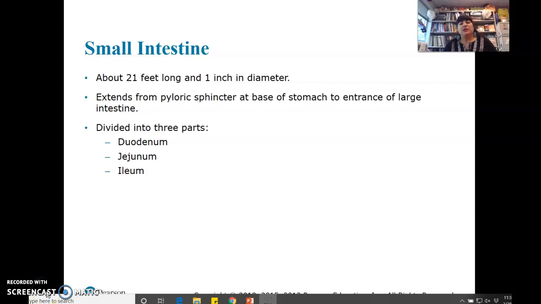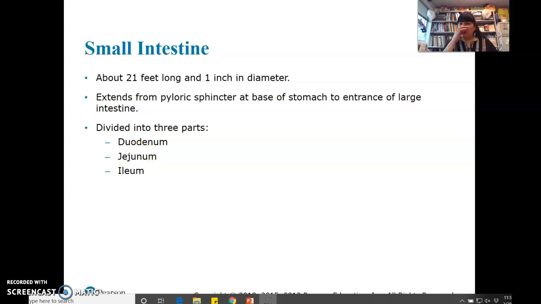Okay, so let's continue with the small intestine. The small intestine can be divided into three parts. The top part, so we've got the stomach and then the small intestine. The top part of the small intestine is called the duodenum. People can pronounce it duodenum or duodenum. Then the middle section is the jejunum, and the last section is the ileum.